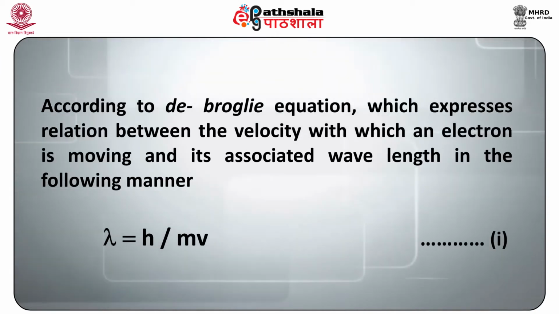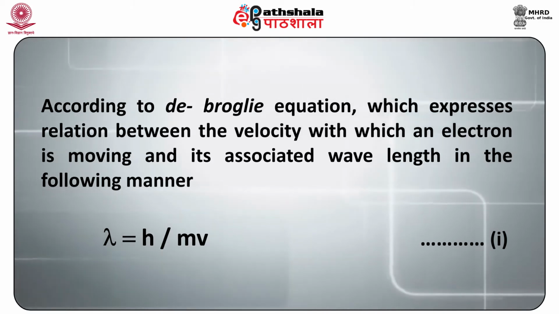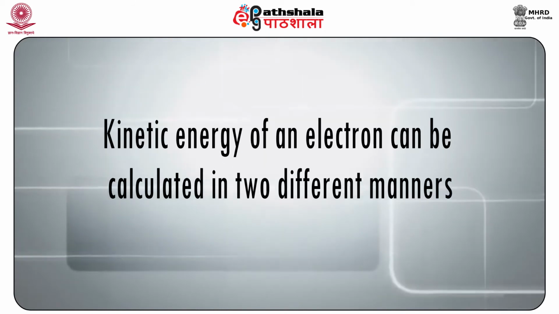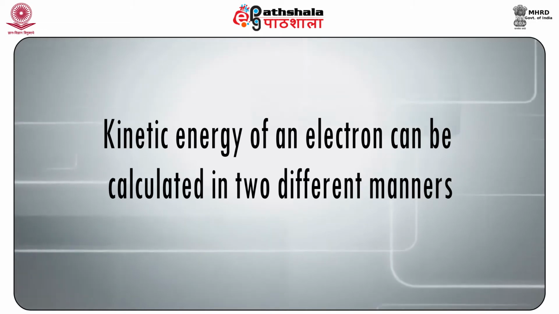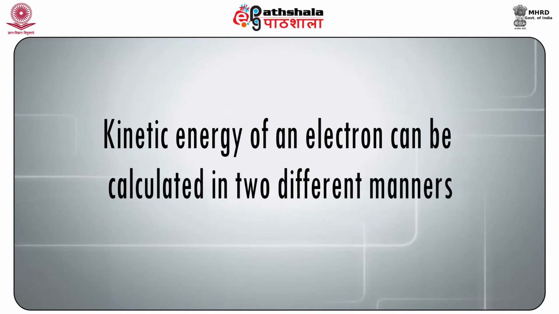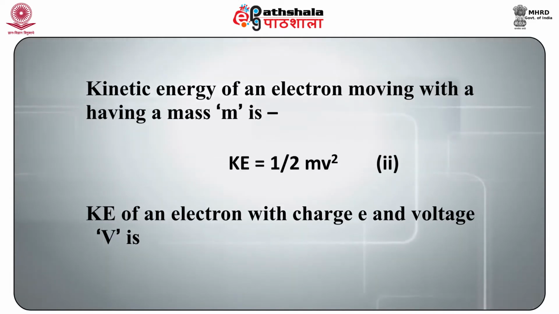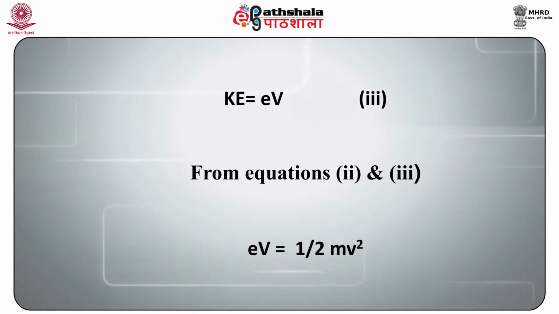According to the de Broglie equation, which expresses the relation between the velocity with which an electron is moving and its associated wavelength in the following manner, that is lambda is equal to h by mv. Now kinetic energy of an electron can be calculated in two different manners: from the velocity with which it is moving, and from voltage, denoted by V, through which it has been accelerated for attaining velocity, denoted by small v. Kinetic energy of an electron having mass m is KE is equal to half mv square. KE of an electron with charge e and accelerated through a voltage V is KE is equal to eV. From equations 2 and 3 you can see that eV is equal to half mv square.